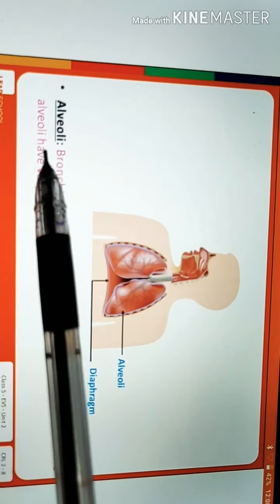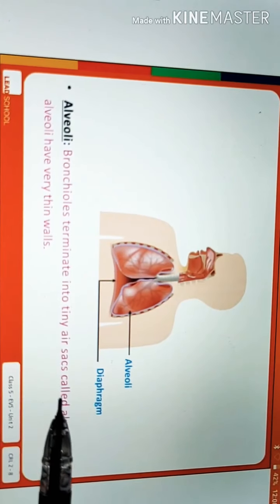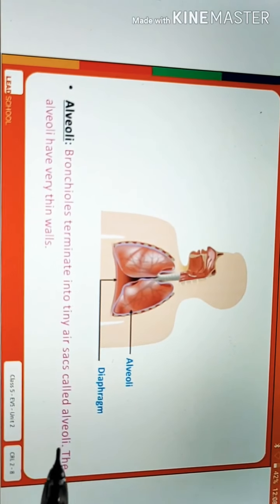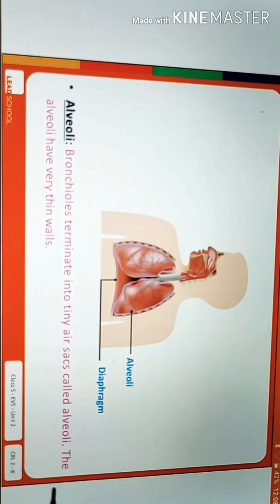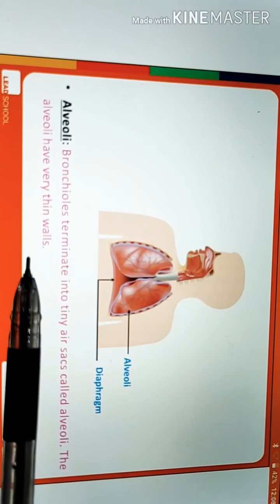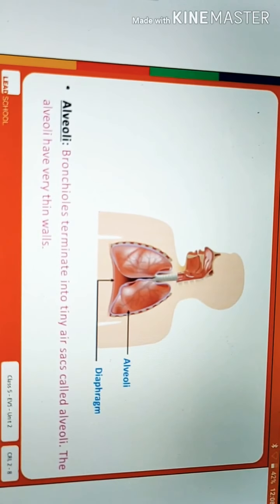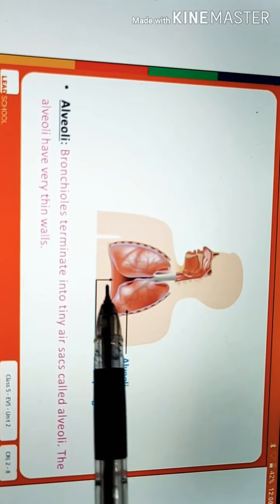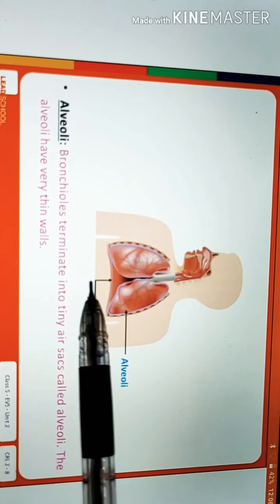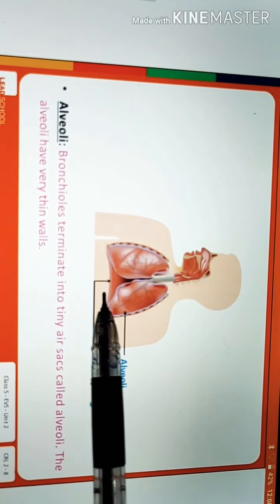Next is alveoli. Bronchioles terminate into tiny air sacs called alveoli. The alveoli have a very thin wall. And the diaphragm we have studied. So this is called the diaphragm. It is used to pull down. Yes, so this is that flat muscle.